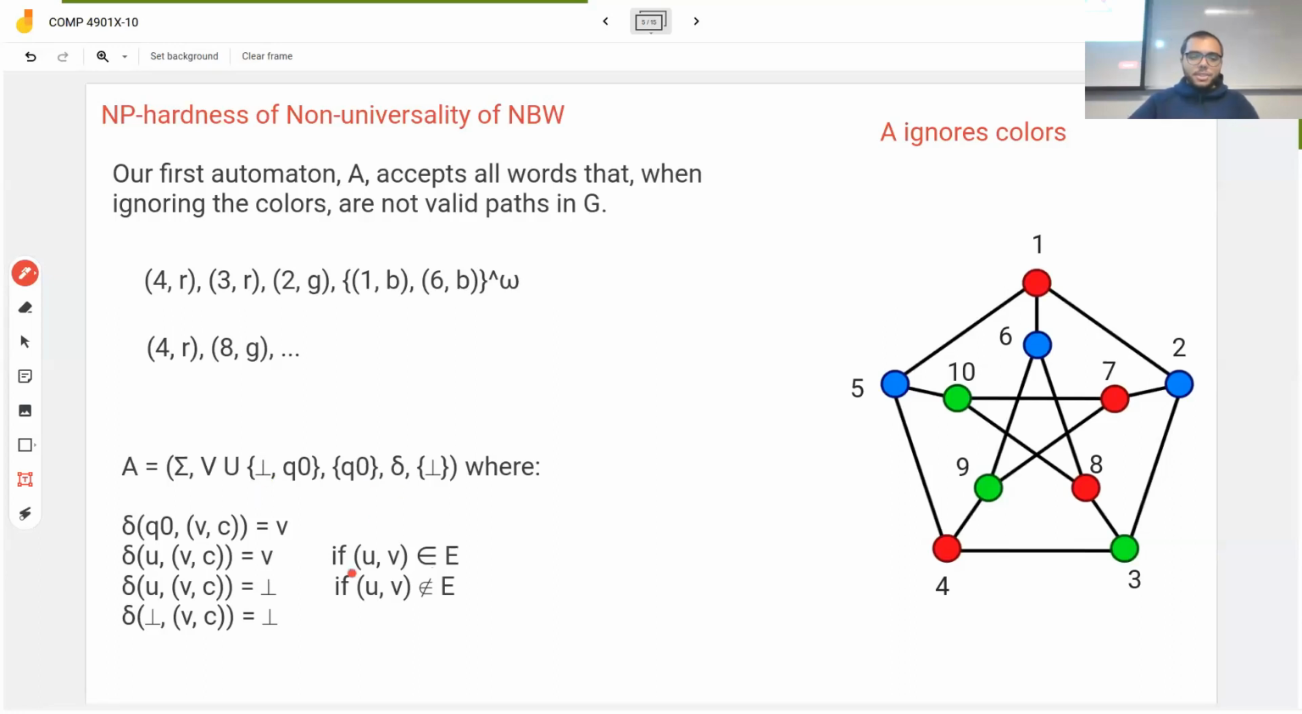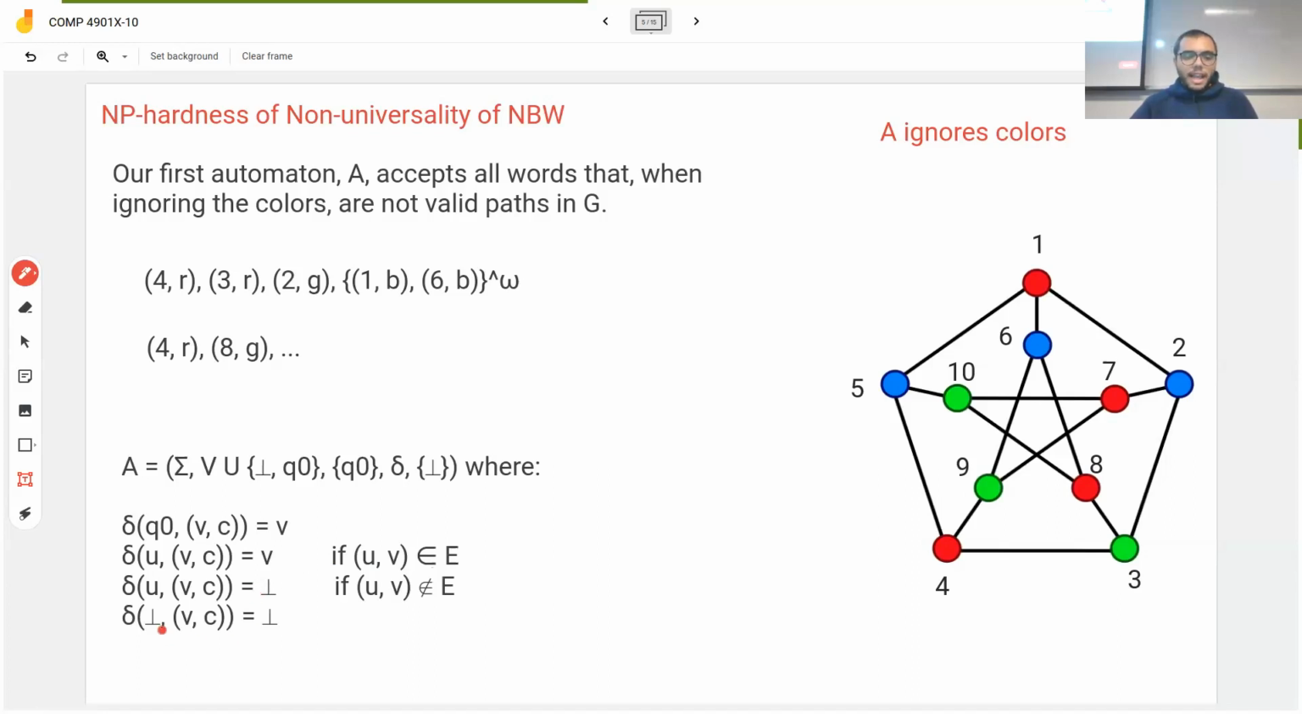And I start at Q0. Now, whenever I read something, if I'm at state Q0 and I read the letter VC, I just go to state V, which means I'm now at vertex V. I want to continue my path from there. If I'm at state U and I read VC, I go to V if there is an edge from U to V in the graph. But if there is no edge from U to V in the graph, I go to this bottom state. So whenever I reach my bottom state in the automaton, it means that this wasn't a path in the graph.